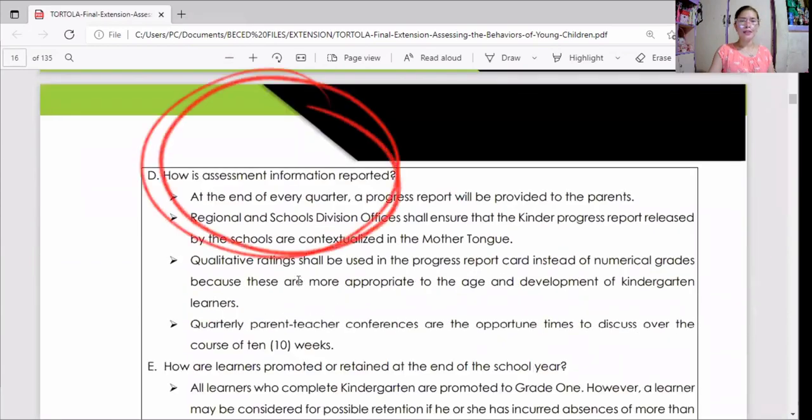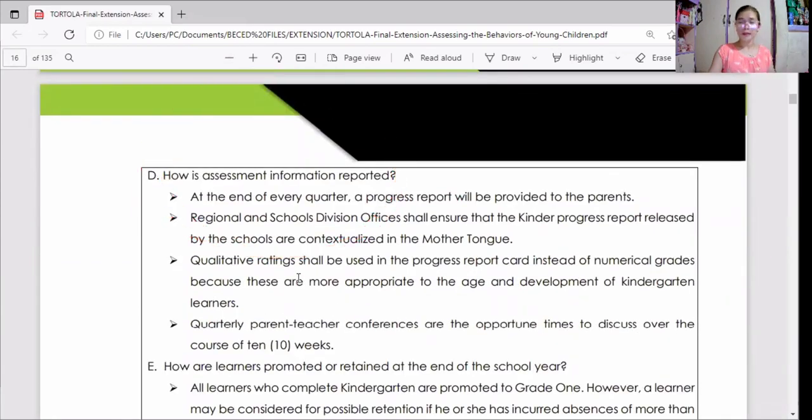And then, how is assessment information reported? Hinaunsa man na siya pag-report. At the end of every quarter, a progress report will be provided to the parents every quarter. So after sa ilang exam, because there are 4 quarters in a school year. So regional and school division officers shall ensure that the kinder progress report released by the schools are contextualized in the mother tongue. As you can see, the progress report card of our kindergarten is contextualized by our mother tongue.